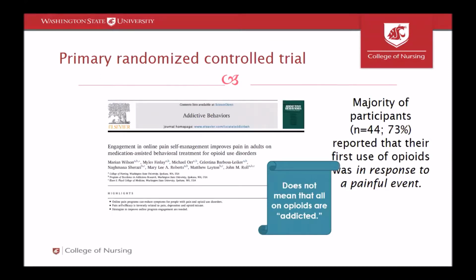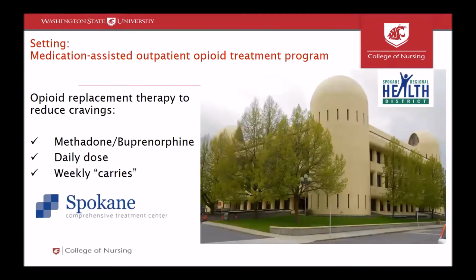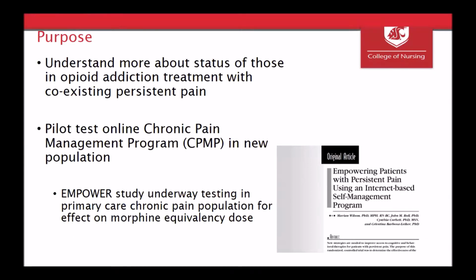I do want to point out, just because we were recruiting our population for this study from an opioid treatment program, and they did consider themselves to be addicted to opioids, that doesn't mean that everyone on opioids is addicted to opioids. I'm talking about a subpopulation who already have identified themselves as having a substance use disorder and also have concurrent pain. We recruited from an outpatient setting where most of the patients were on methadone, and many of them were still coming in daily for their dosing. Some of them were earning the privilege to take home their methadone and dose at home. The purpose of the study was to understand more about the status of those who were in opioid addiction treatment with coexisting pain, and to pilot test this online chronic pain management program in a new population.